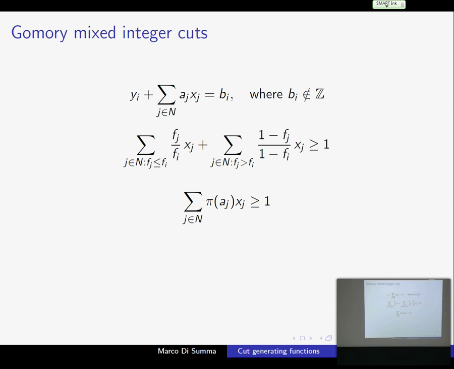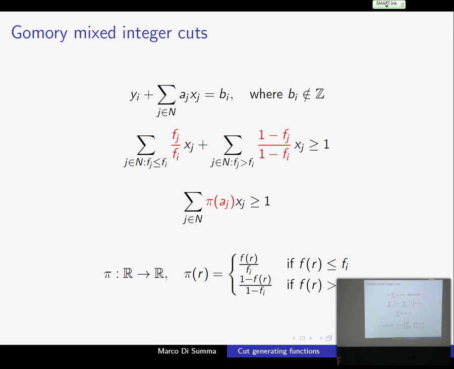Let's assume that this right-hand side bi is fixed. Then every coefficient here only depends on aj. Once you know aj, this number is just a function of aj, if fi is fixed, if bi is fixed. And this number is also just a function of aj. I have to fix bi to put this into the framework of cut generating functions. So essentially, you know the coefficient that you have to write beside every variable xj by just looking at the coefficient that appears in the tableau row. You have some function pi of aj, which is simply this number if this condition holds, or this number if this condition holds. So this pi is just a real function from the reals to the reals, which takes the value fractional part of the argument divided by fractional part of bi in one case, and this other value in the second case.